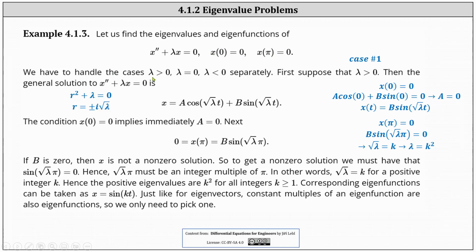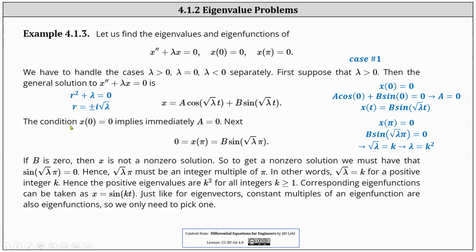We have to handle the cases lambda greater than 0, lambda equals 0, and lambda less than 0 separately. First suppose that lambda is greater than 0. Then the general solution to x double prime plus lambda x equals 0 is x equals a cosine of square root lambda t plus b sine square root lambda t. This is because the characteristic equation is r squared plus lambda equals 0, where the roots are plus or minus i square root lambda.